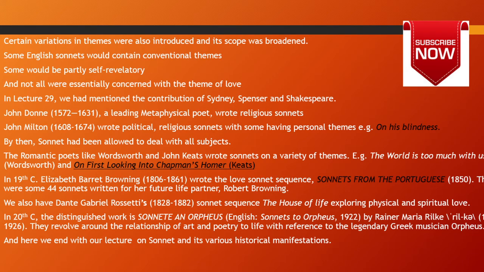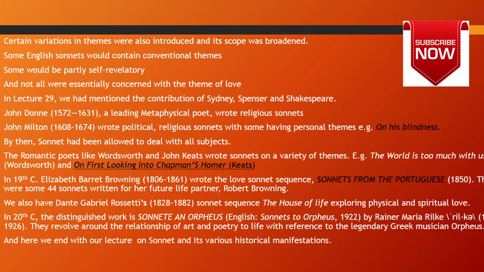Dante Gabriel Rossetti's sonnet sequence, and the name of that sequence was The House of Life. And here the discussion surrounds physical and spiritual love. So love exists at two levels. One is worldly love, which is called physical love, which is subject to growth and decay, and then there is spiritual love, which has an existence above our material existence, and it has consequences not only in this life but in the life hereafter. So again, this is a different sort of love that Rossetti is looking for in his sonnets.